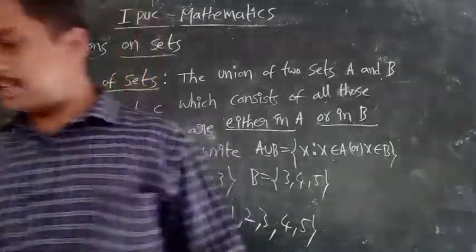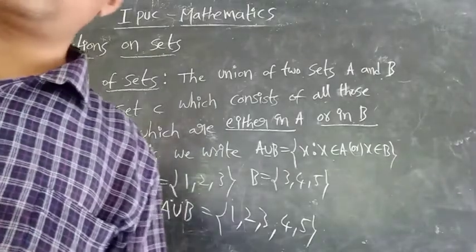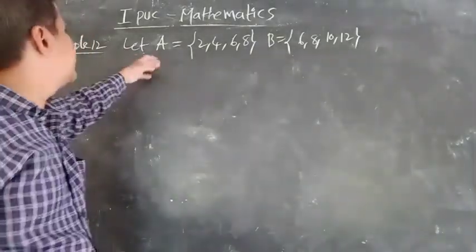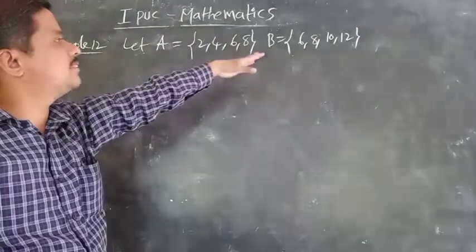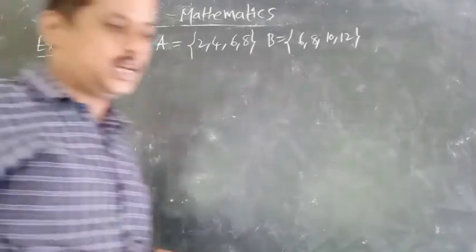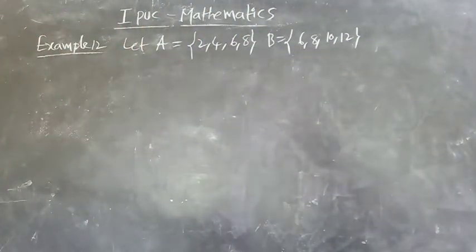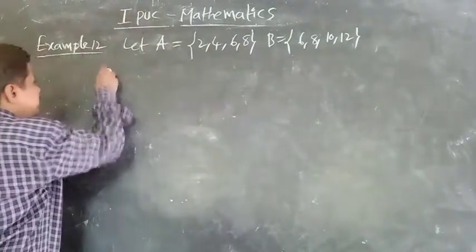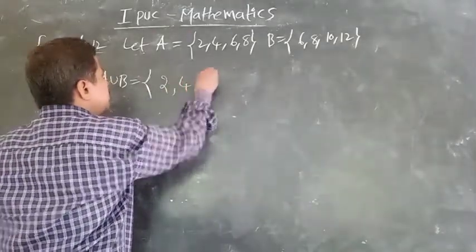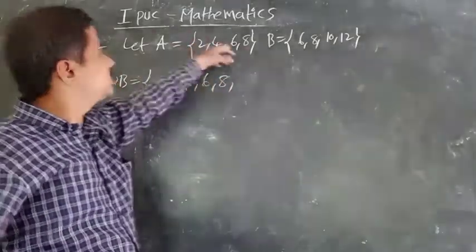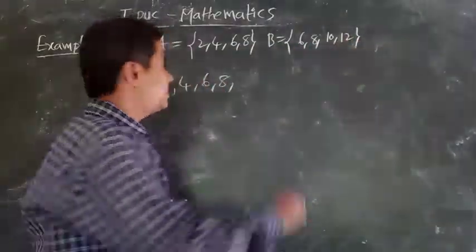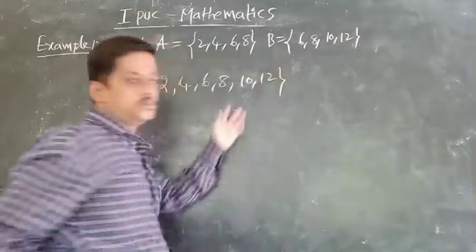Okay, I will tell another example. One example is there in this. See, my dear students, example 12. So A set is given 2, 4, 6, 8. B set 6, 8, 10, 12. Okay. So you have to find out A union B. A union B is equal to what? First you have to write 2, 4, 6, 8. Okay. 2, 4, 6, 8 written. Already 6, 8 already there. Don't write it again. Write down 10, 12. So this is union. Very easy now.